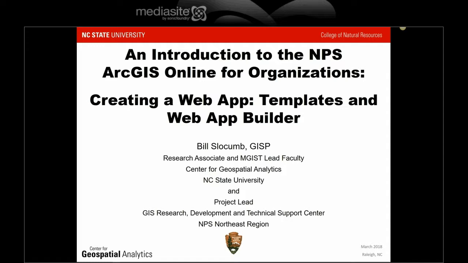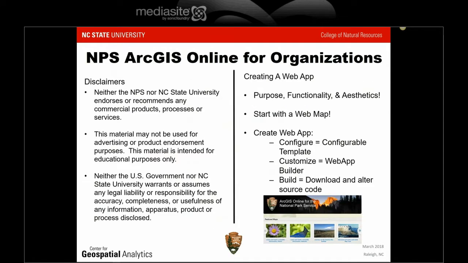In this part of my series, an introduction to the National Park Service ArcGIS Online for Organization series, I want to talk about creating a web app. And I want to show two different ways here, using configurable templates or the web app builder. But before we get to there, a little housekeeping.